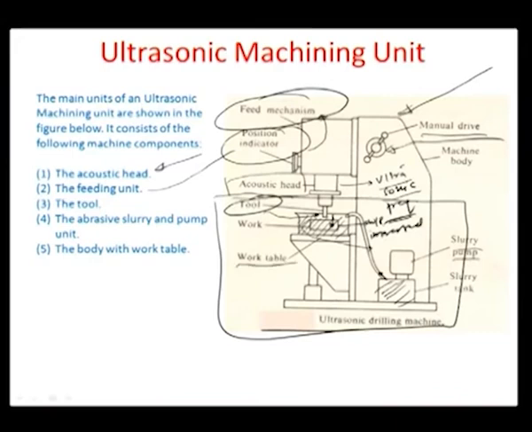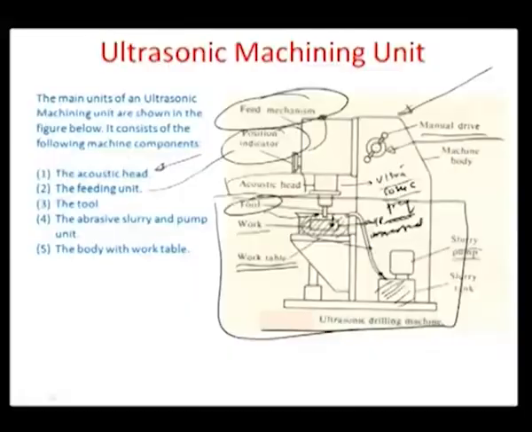And this work table is a very heavy work table, where you can actually have an XYZ positioning or alignment mechanism for facing the different zones of the workpiece with respect to the tool, okay. So, you have in principle the following units: the acoustic head, the feeding unit, the tool, the abrasive slurry and pumping unit, and the body with the work table. So, that is all what goes into an ultrasonic machining system.